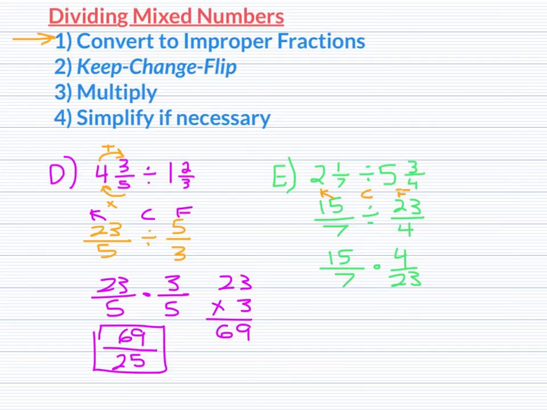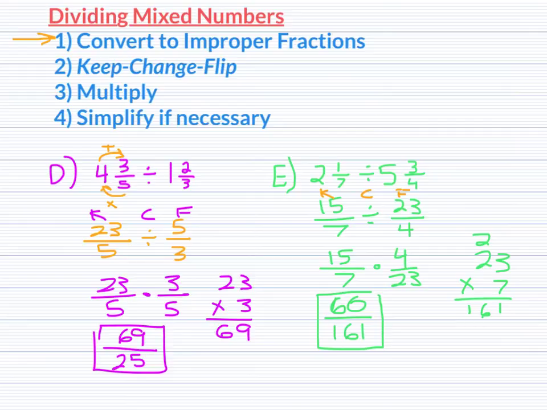Now 15 times 4, I know 15 times 2 is 30. And if I double that, I get 60. So 15 times 4 is 60. And I need to do 23 times 7. I'm going to work that out over here. 23 times 7. 3 times 7 is 21. Carry the 2. 2 times 7 is 14, plus 2 is 16. So 23 times 7 is 161. So that is my denominator. And I'm pretty sure that we don't have any common factors here, so I don't think that can be simplified. That's our final answer. So those are all of our examples for tonight.